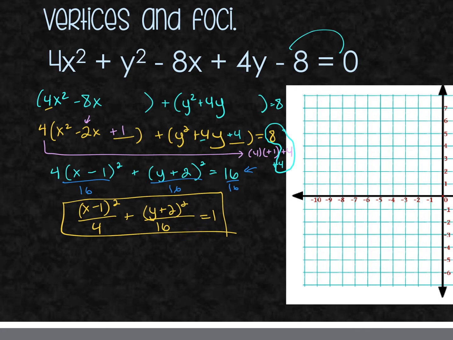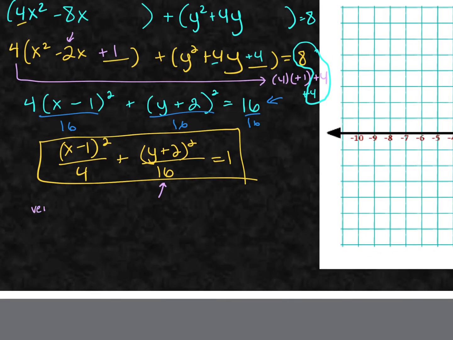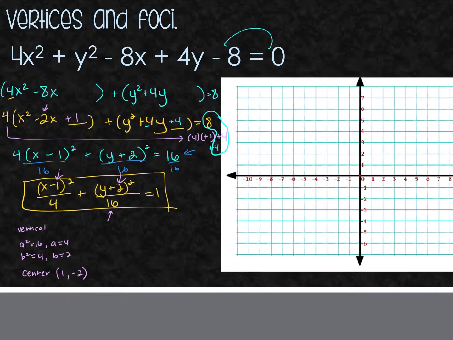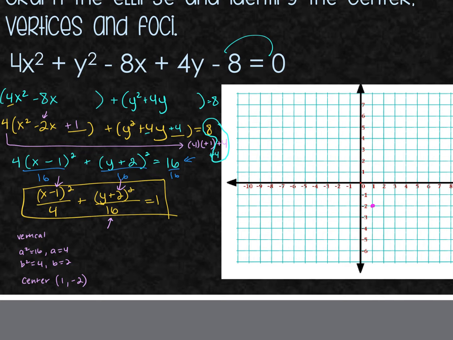So I know it is vertical because the larger number is under the y. That larger number is a squared, which is 16, making a 4. The smaller number is b squared, which is 4, making b 2. I also know from my numerators that my center is at 1, negative 2, opposite signs on each one. So let's start plotting this on our graph. 1, negative 2 is my center. It's vertical, so I go up and down 4, which is my a, and those are my vertices.